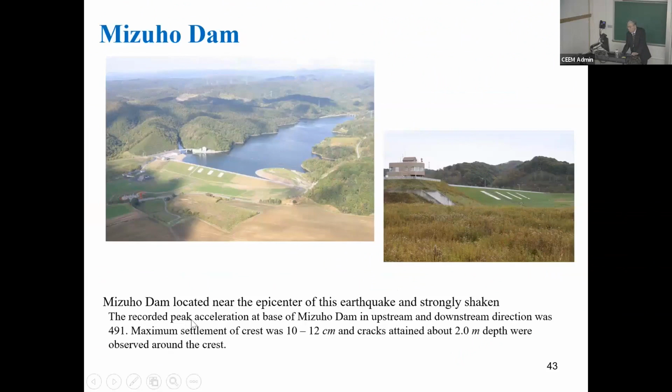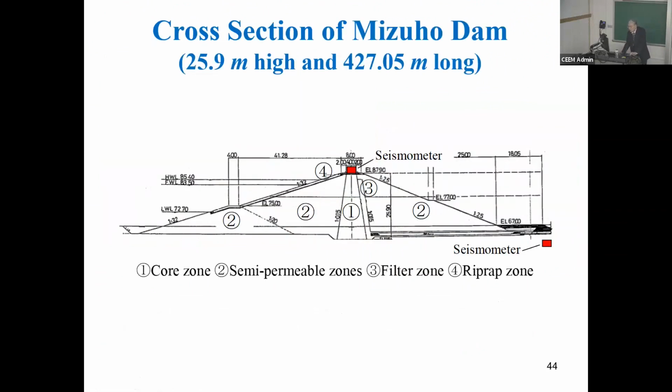Record peak acceleration at the base of Mizuho Dam in upstream and downstream direction was 491. Maximum settlement of crest was from 10 to 12 centimeters. And cracks attained 2 meters depth, observed around the crest. This shows cross section of Mizuho Dam, 7 meters at the crest and base.